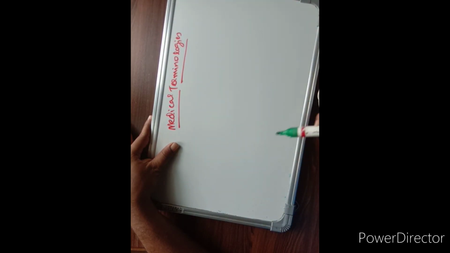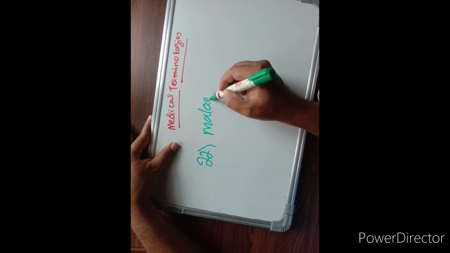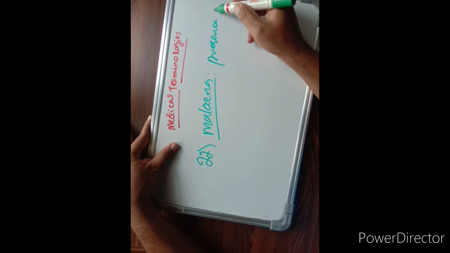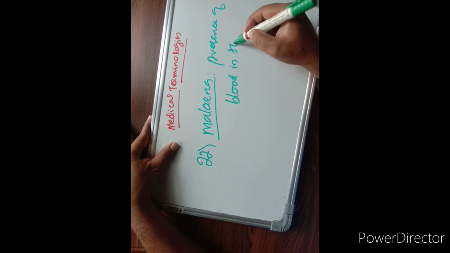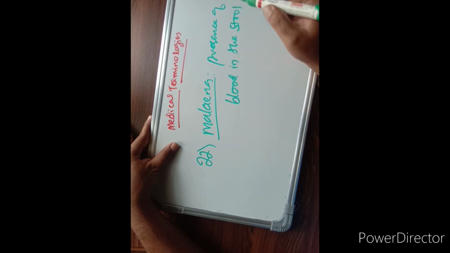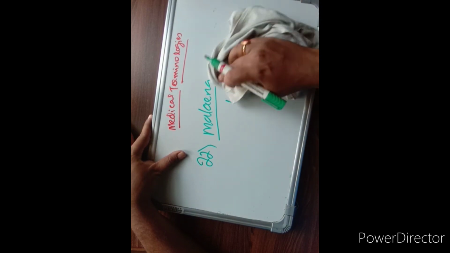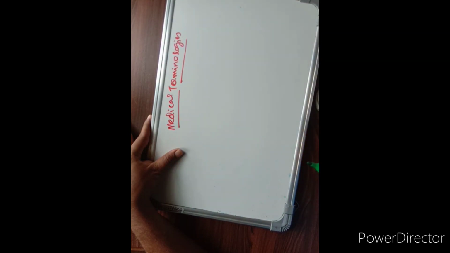Next one is melena. Melena is nothing but the presence of blood in the stool. When there is a presence of blood in the stool, it is known as melena. This happens only in case of GI bleed or liver cirrhosis. Melena, presence of blood in the stool, is known as melena.